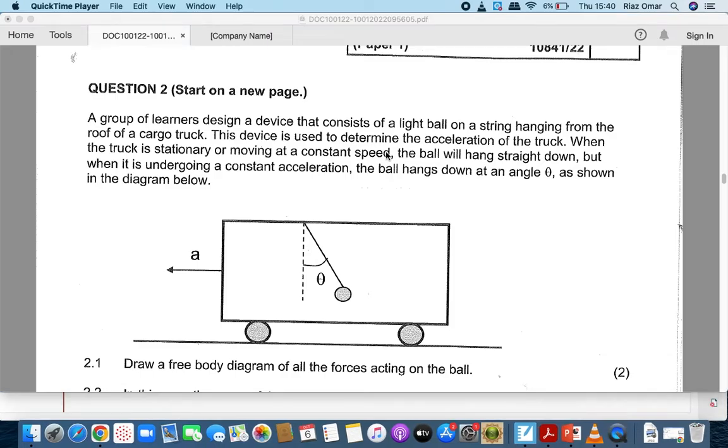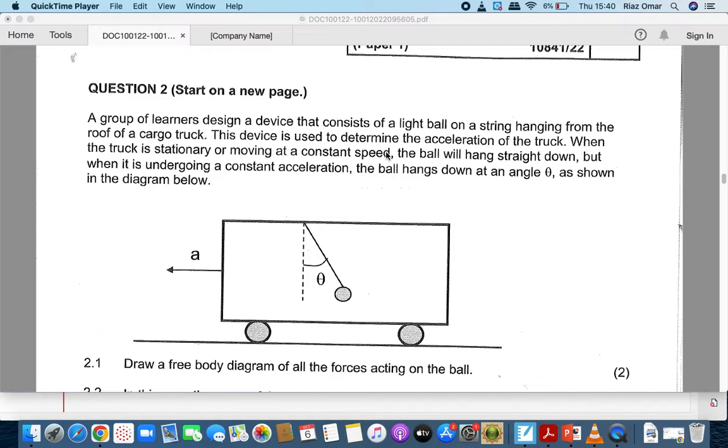Exam. Question 2 says a group of learners design a device that consists of a light ball on a string hanging from the roof of a cargo truck. This device is used to determine the acceleration of the truck. When a truck is stationary or moving at a constant speed, the ball will hang straight down.